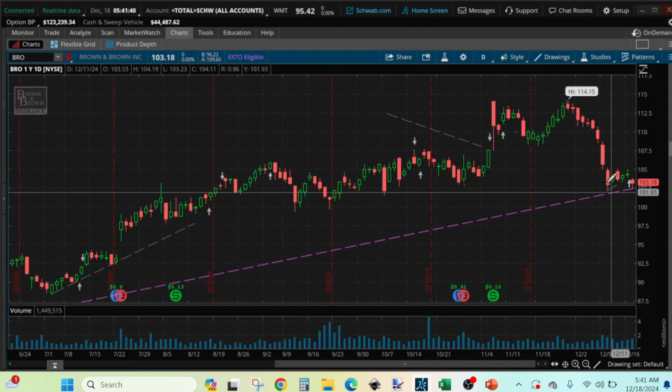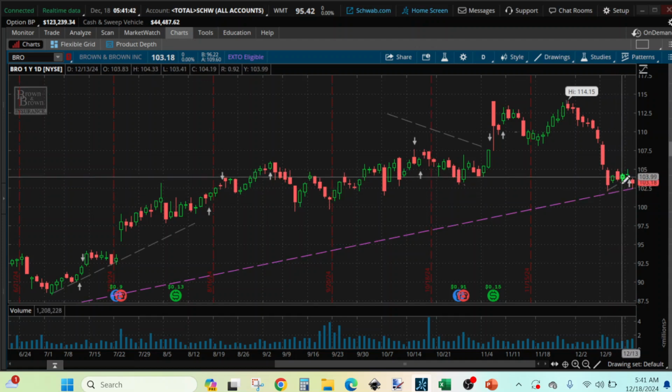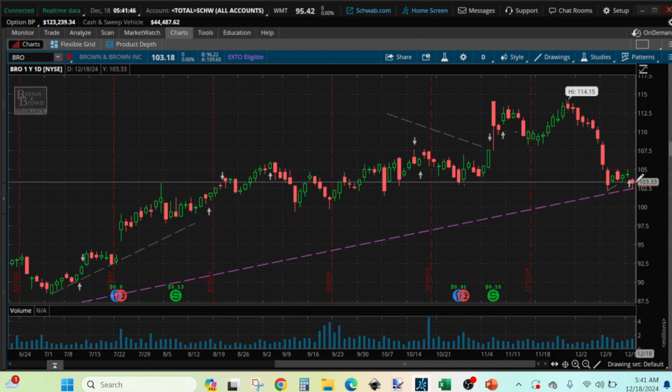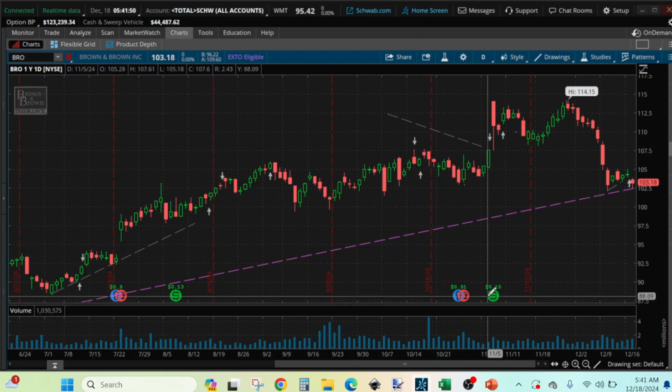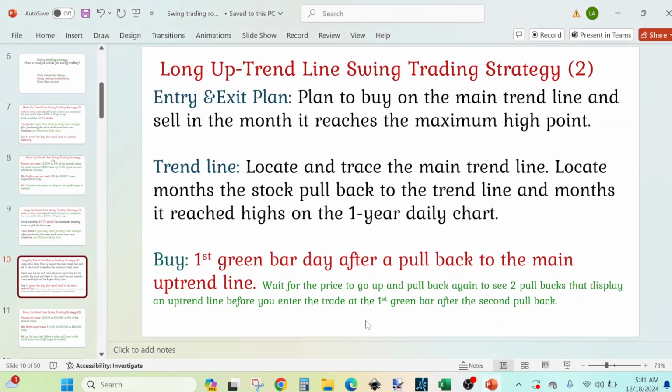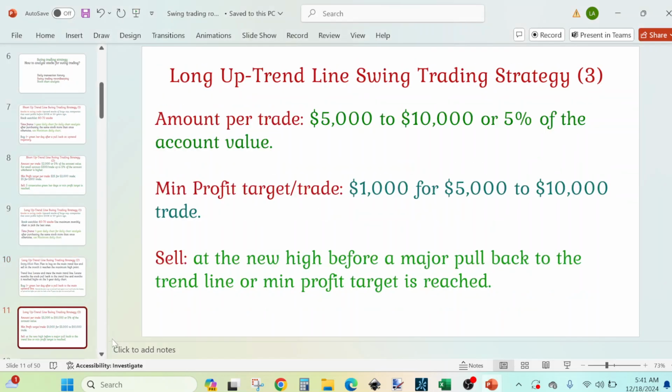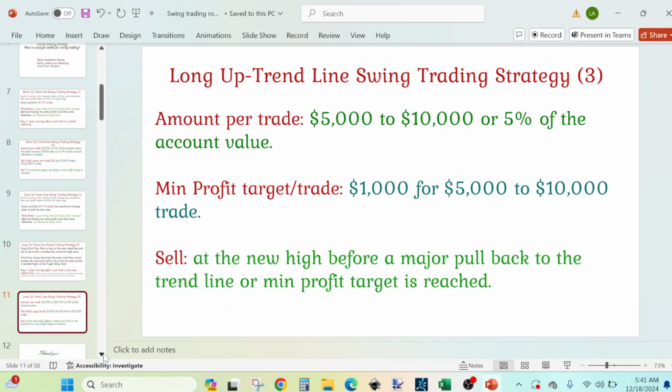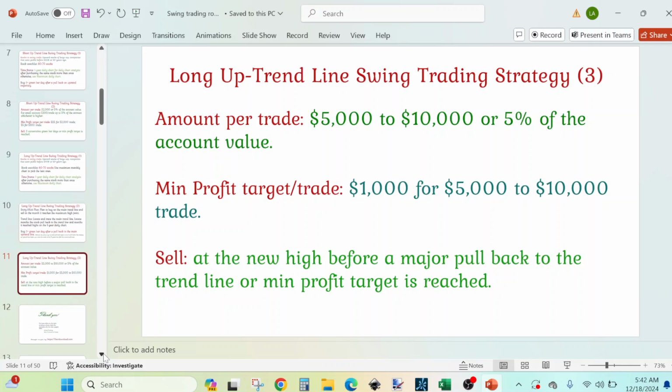And that's what we did for this one. In fact, we entered at the second green bar after the second pullback, but you can see that it still pulled back lower than where we purchased it. So it can happen. We are just trying to minimize those instances, but as you can see, it can happen.